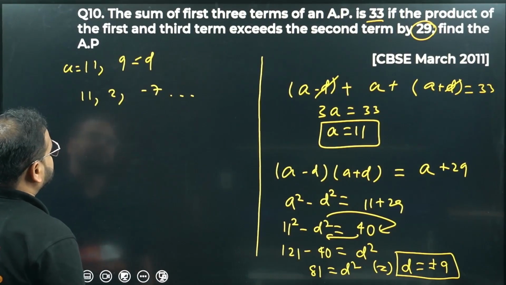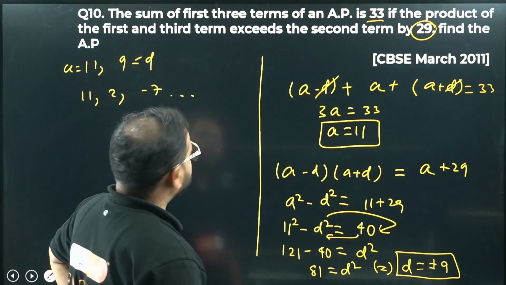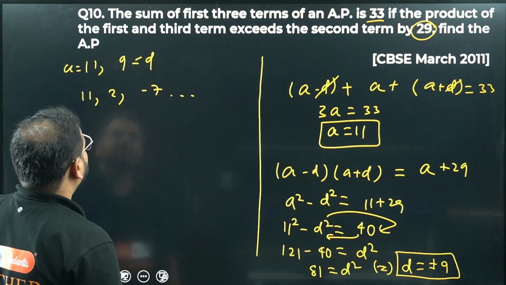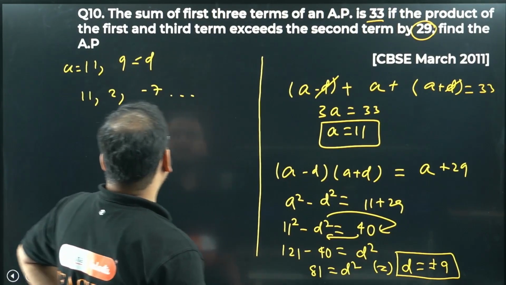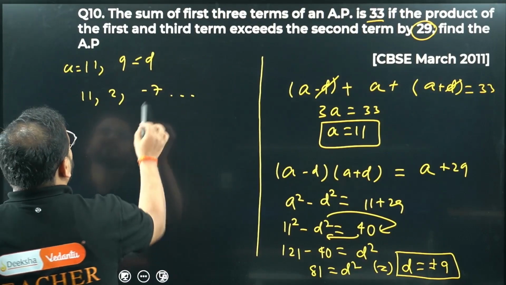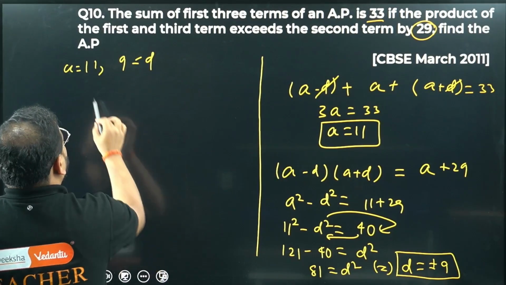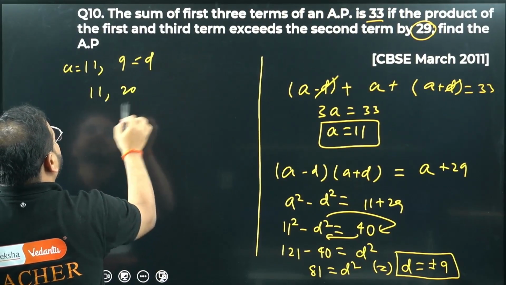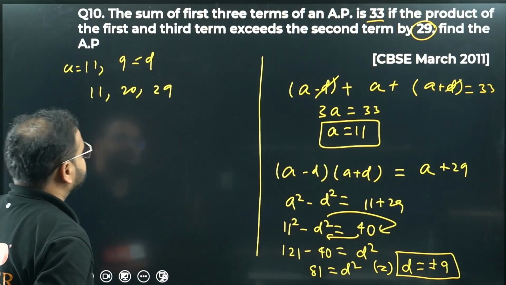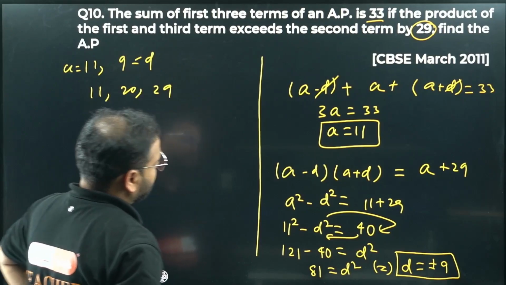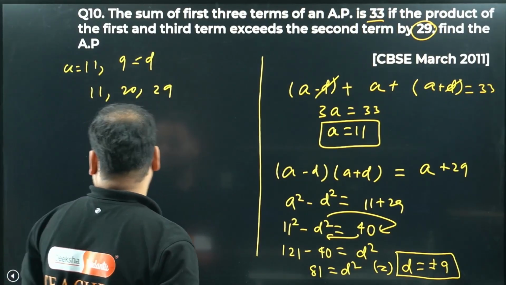Is it right? If the common difference is D, so A is 11, 11 plus 9. I'm talking about that, right? So I have to check what? 11 comma 20 comma 29, right? Comma 29. Okay, let's move on. All right, so one second.